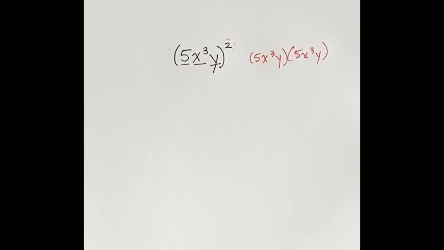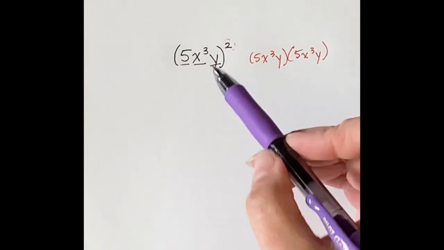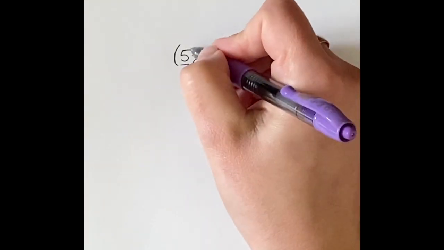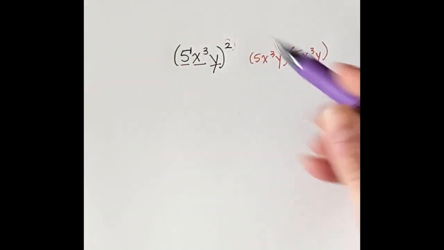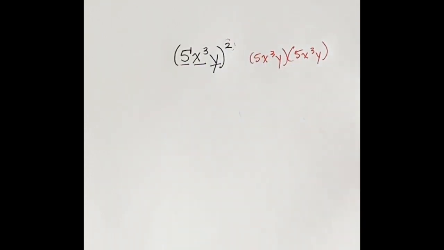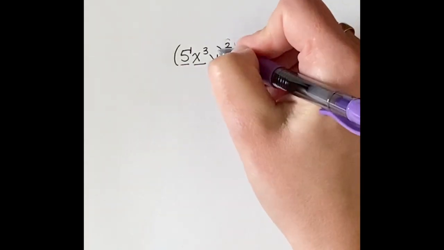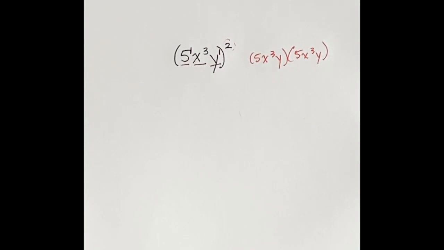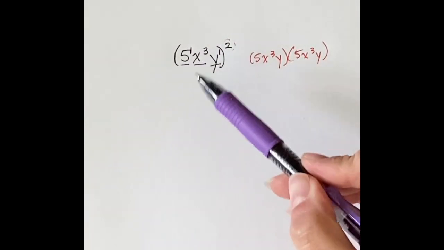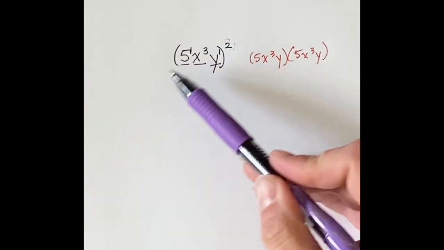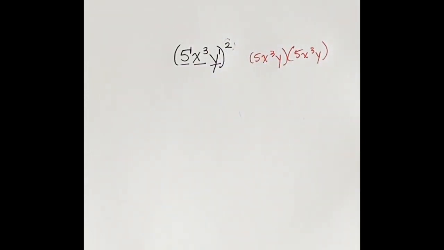But first, let's decide what are the current exponents on these bases. This is 5 to the 1st power, x cubed, we've got this, and we know that this is y to the 1st power. Okay, so 5 to the 1st power, x cubed, and y to the 1st power, all taken to the 2nd power. Remember, the power to a power rule means that you are going to multiply the exponents that are attached to each of the bases.